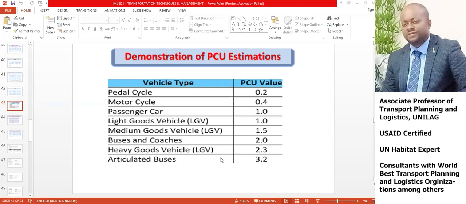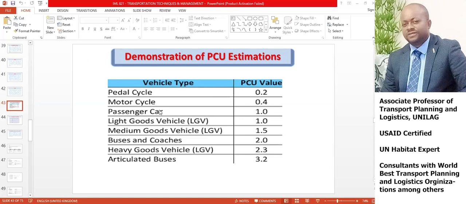Thank you. What if these are articulated buses, and you have 2,100 in the first one? 6,720. How did you arrive at that? 2,100 times 3.2. Okay. Thank you so much. So that is how you will definitely arrive at that point. You multiply it with the factor.